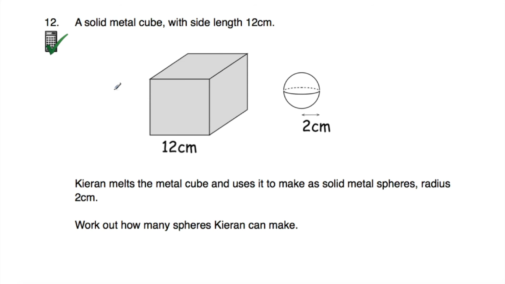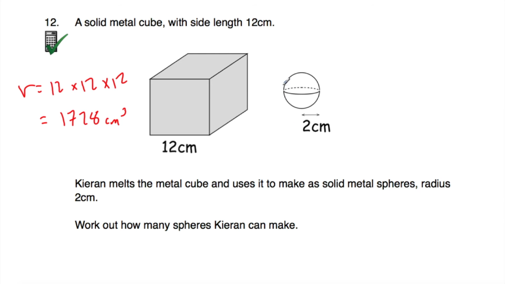So let's find the volume of this cube to begin with. So the volume of a cube is equal to the length multiplied by the width multiplied by the height, or 12 cubed in this case. So 12 cubed is equal to 1,728 centimeters cubed. So that's the volume of the cube. So that's how much metal there is.